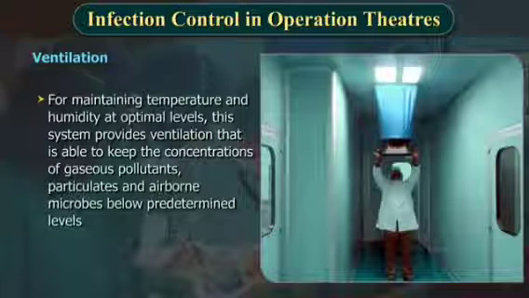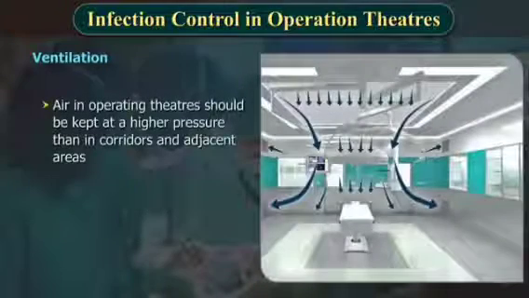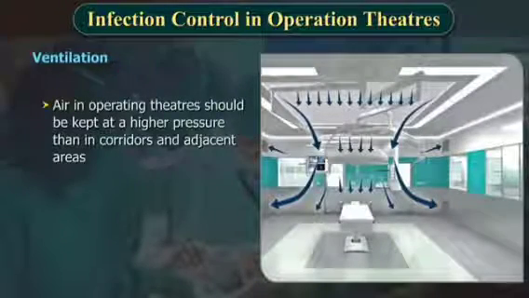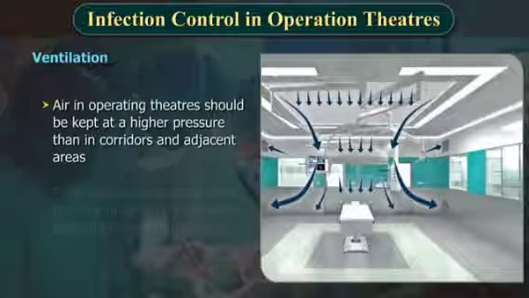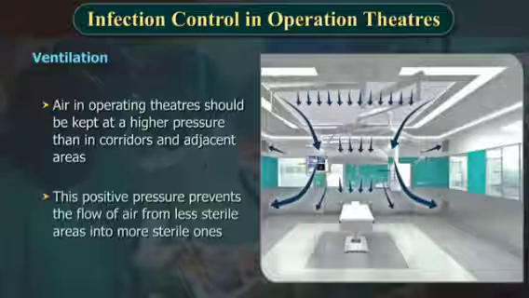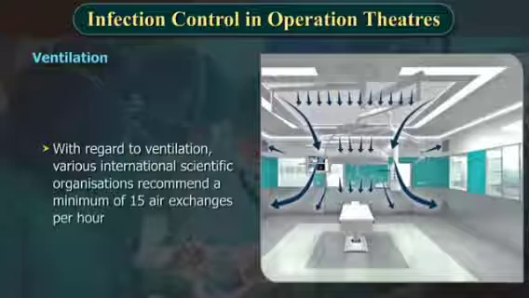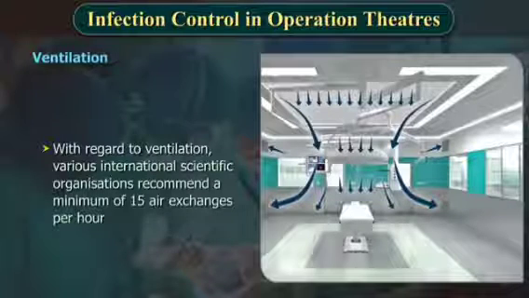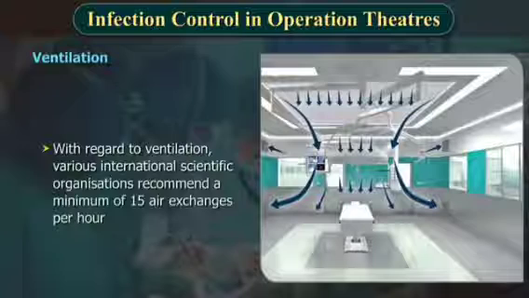below predetermined levels. The air in operating theaters should be kept at a higher pressure than in corridors and adjacent areas. This positive pressure prevents the flow of air from less sterile areas into more sterile ones. With regard to ventilation, various international scientific organizations recommend a minimum of 15 air exchanges per hour. Infection control in operation theaters.